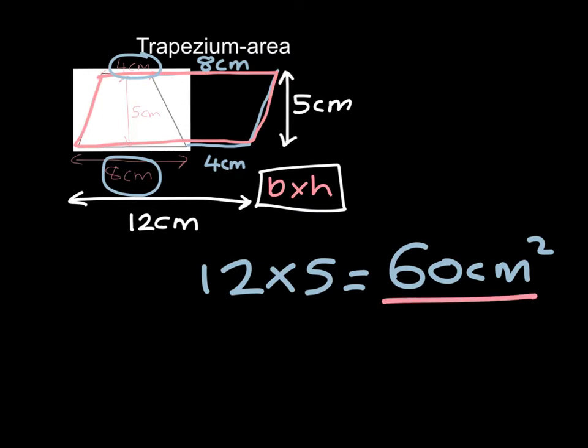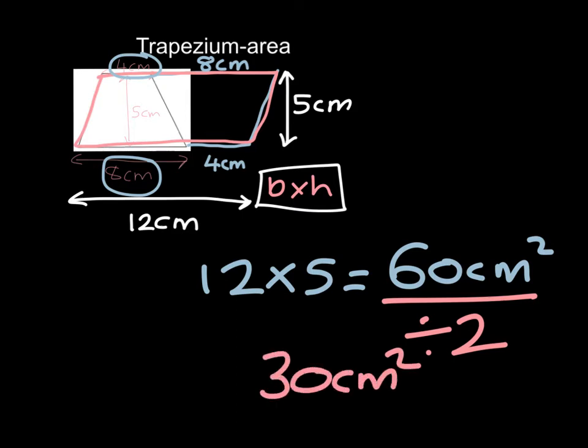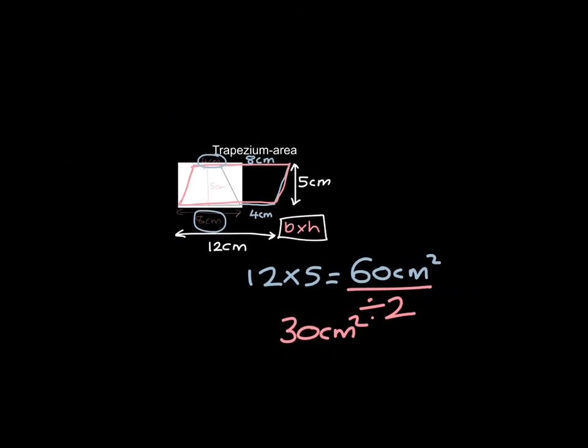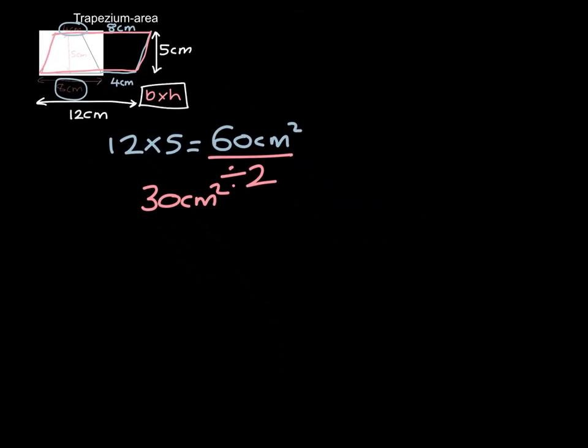Now this is the area of the total parallelogram, which is 2 trapeziums. So if this is 2 trapeziums, we still need to divide that answer by 2 to get us back to the one original trapezium, which is going to give us 30 centimetres squared. Now this is not the only way that you can do the area of a trapezium. There is a formula you can use, and there is different ways you can use it.